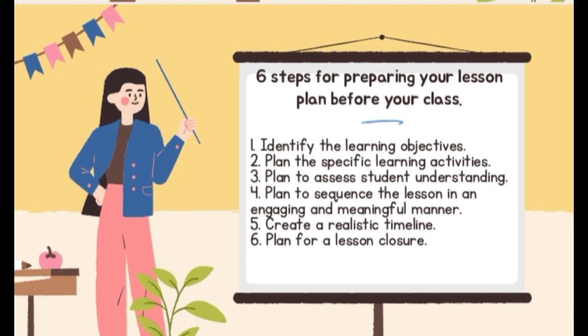And a learning objective describes what the learner will know or be able to do after the learning experience, rather than what the learner will be exposed to during the instruction. Typically, it is written in a language that is easily understood by students, and it should be clearly related to the program learning outcomes. Second step is to plan the specific learning activities.